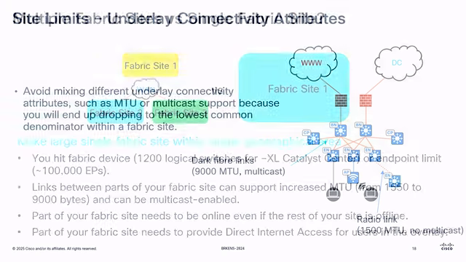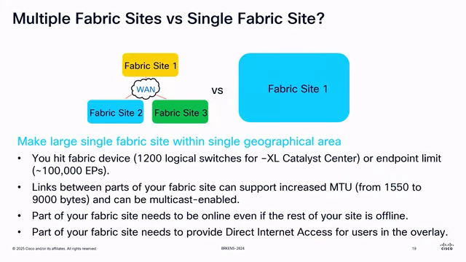All right? So how would you carve your Fabric sites? Multiple Fabric sites or single? So far the answer was it depends, right? But my take on that: make a large single Fabric site within the same geographical area, unless you start hitting the limitations. Unless you start hitting the device limit, for example, 1,200 logical switches for a single Fabric site, or the endpoint limit, unless you have some problems with the underlay, MTU, or multicast support, unless you have business requirements, such as part of your site needs to be online even if the remainder of the site is offline.